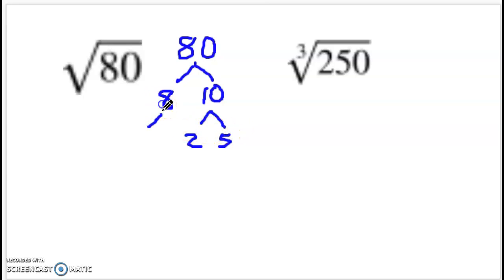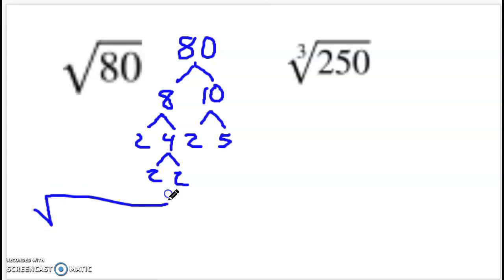But 8 I can break down more. I can break down 8 into 2 and 4, right? And then 4 I can break down more into 2 and 2, right? So then remember we rewrote it, all those numbers underneath the radical sign. We had 1, 2, 3, 4 2's, and then we have 1, 5. So write all those prime numbers underneath the radical, right?